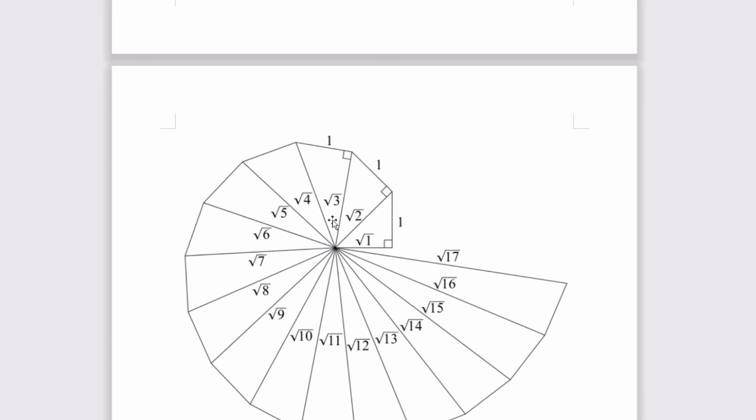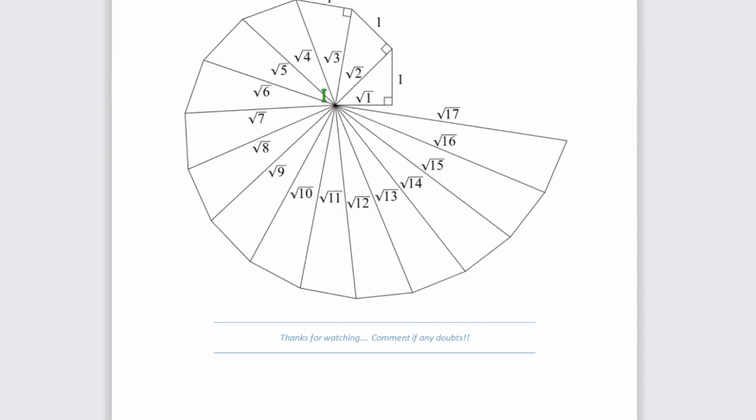Try it with a chart paper, because our normal A4 sheets will not be enough for going to larger spirals. Try it with a chart paper and it will be really interesting.